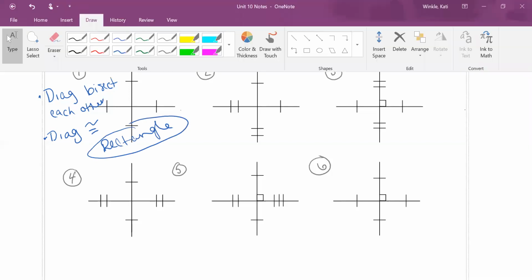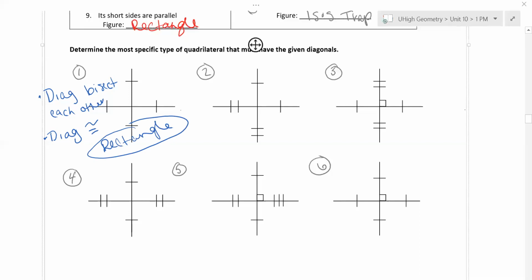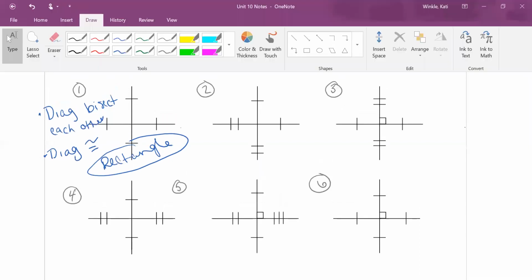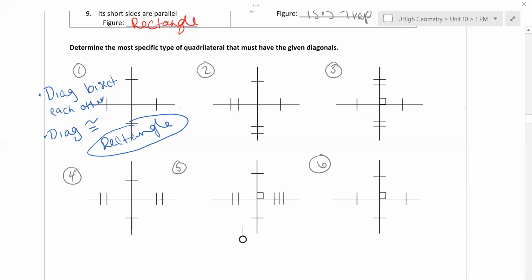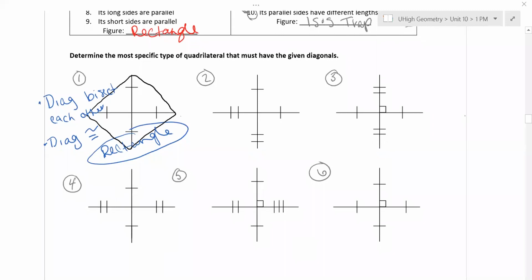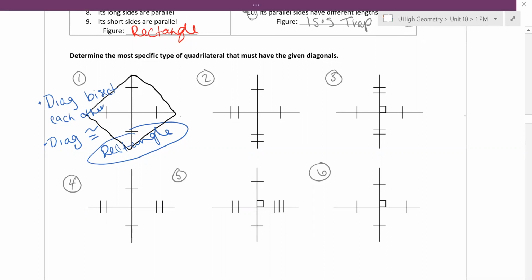Because if I were to draw kind of what my shape would look like here, as long as those are bisected and they're all congruent, I could see here that this would be a rectangle. Okay, number 2.